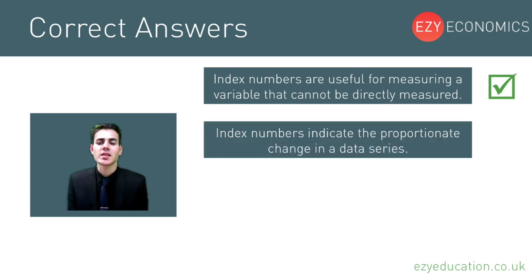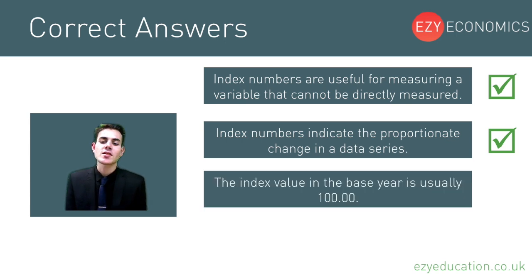Second statement is that index numbers indicate the proportionate change in a data series. This is one of the big things about index numbers. What it allows us to analyse is the change in a variable from one year to another. So, for example, if we were looking at real GDP as an index series, we would be able to compare how much real GDP has changed, for example, compared to the financial crisis. And when we're looking at the differences between index numbers, we're always looking at proportionate changes and not percentage changes.